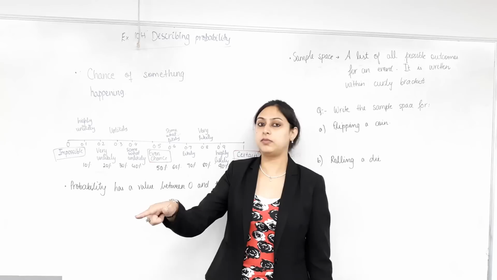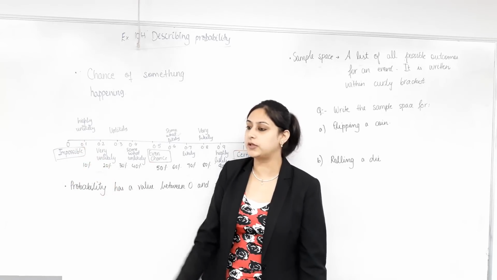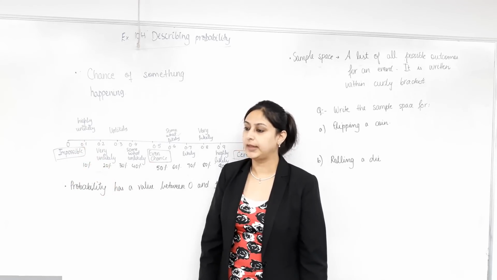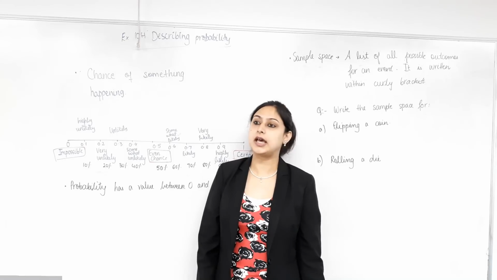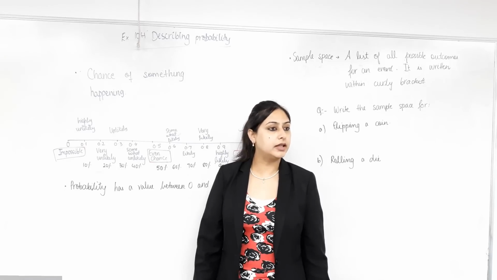Now, you need to give me an example of an event that has 0 chance of happening. So it's impossible. Tomorrow's going to be Saturday. Well done. Tomorrow is going to be Saturday. What are the chances? 0. It's impossible. Do we understand that?